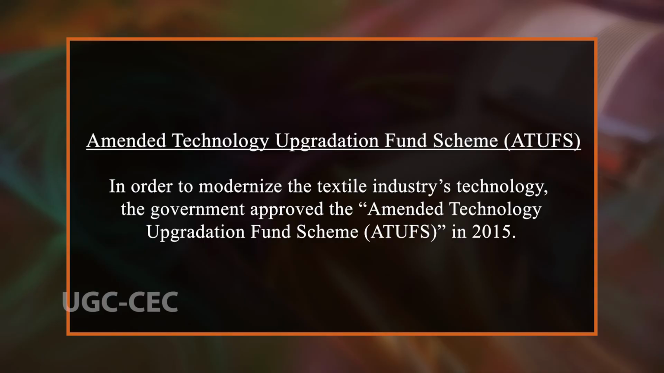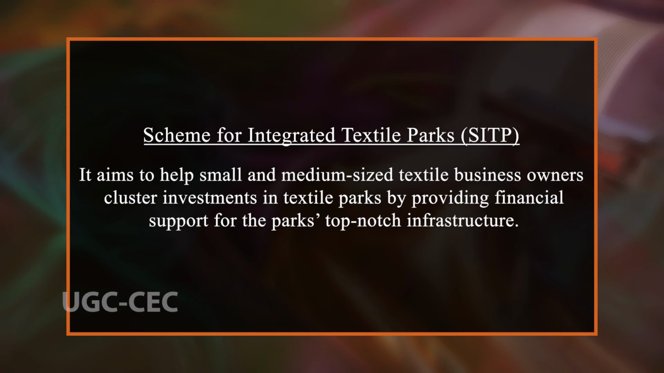The Government of India has come up with certain initiatives to boost the Indian textile industry. In order to modernize the textile industry's technology, the government approved the Amended Technology Upgradation Fund Scheme, or ATUFS, in 2015. Next is the Scheme for Integrated Textile Parks, SITP. It aims to help small and medium-sized textile business owners cluster investments in textile parks by providing financial support for the park's top-notch infrastructure.